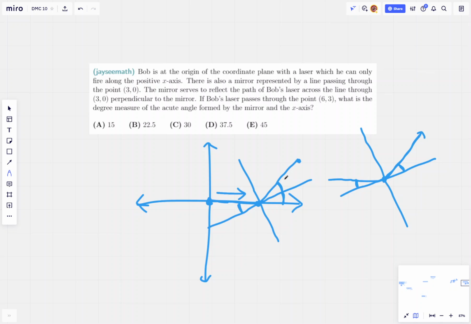So denote this by theta. I'm dropping a perpendicular from here to here. We see that this distance is 3, and this distance is also 3. This means that this angle is a 45-degree angle. This means that 2 theta equals 45 degrees. So then theta equals 45 over 2 degrees, or 22.5 degrees. Now we're done.